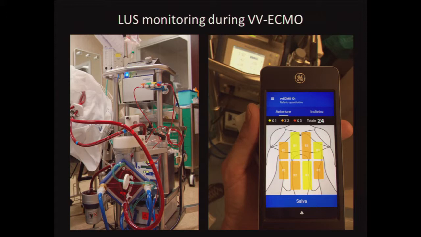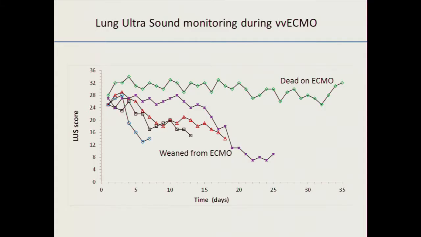In our unit, we used to monitor VV ECMO patients with lung ultrasound. This is a small case series, and you can see this is lung ultrasound score over time, and you can see that the patients we were not able to wean from ECMO and actually died on extracorporeal support had really a different trajectory compared to the others.